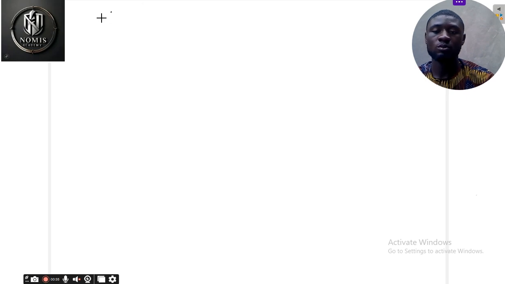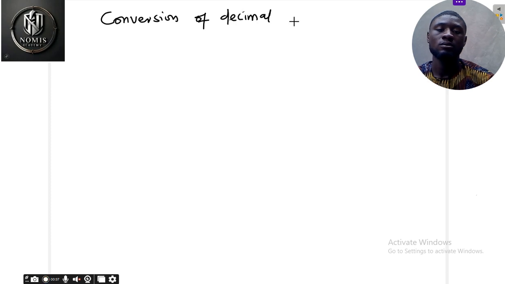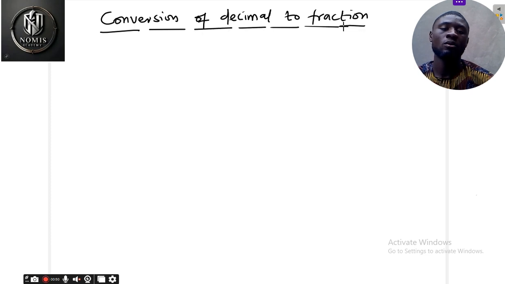So let's begin with the content of this conversion of decimal to fraction. So for the sake of clarity, we will take the examples used when fraction was converted to decimal to see if the same decimal that we got is converted to fraction.